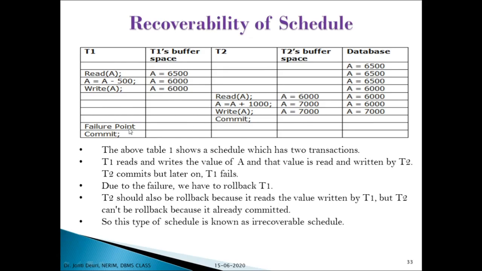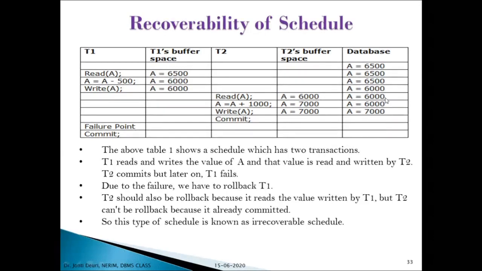Right. But now some failure occurs, right? In transaction T1, some failure occurs, at the failure point. Now you can see that 500 has been deducted only, but here 1,000 is added. But see the database, the consistency is not there. Earlier it was 6,500, but now it is 7,000. It should not be 7,000, right? It should again be 6,500.